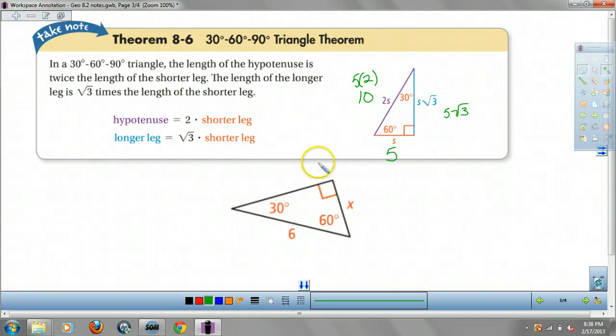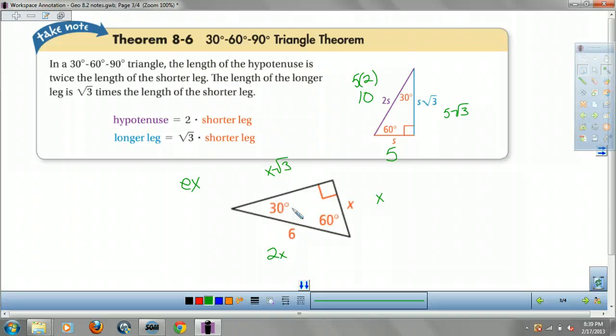Okay, let's take a look at this beast. Well, we have a 30-60-90 triangle. So I know if this is x, it's 2x. It's x root 3. The longest side, hypotenuse, 2x, shortest side x. The one in between is x square root 3.